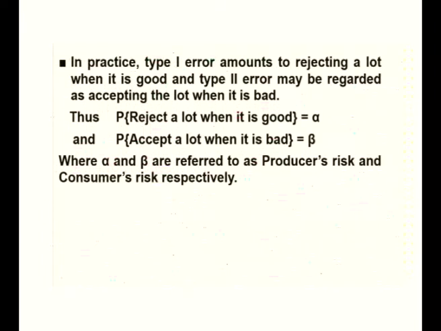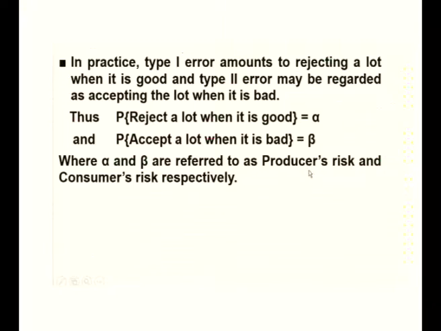So, in practice, type 1 error amounts to rejecting a lot when it is good, and type 2 error may be regarded as accepting the lot when it is bad. And we have discussed that the probability of type 1 error is alpha and the probability of type 2 error is beta. This alpha and beta refer to producer's risk and consumer's risk respectively. How is alpha called producer's risk?